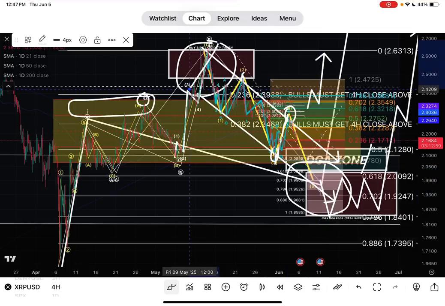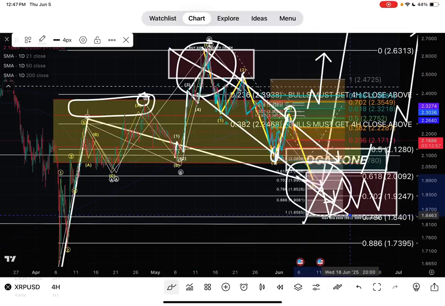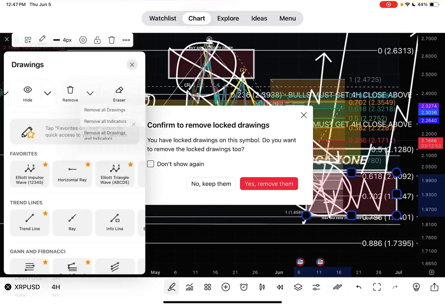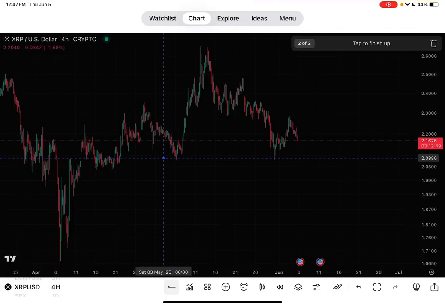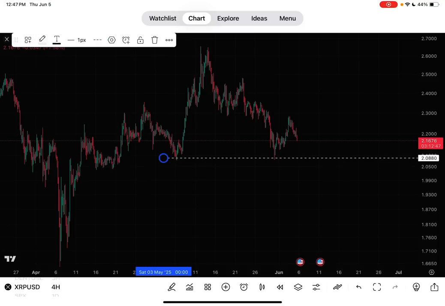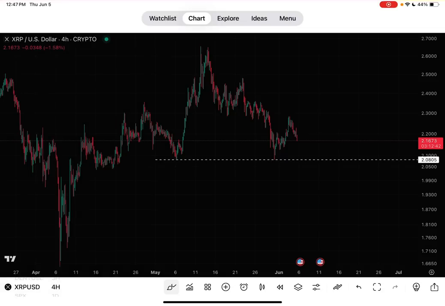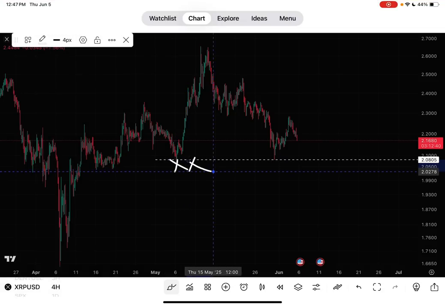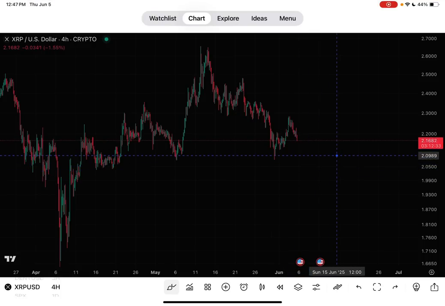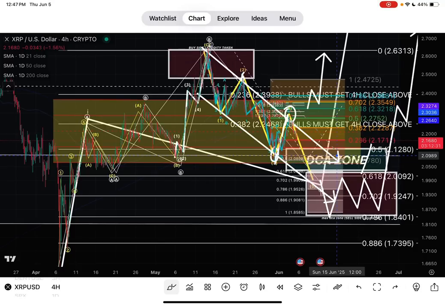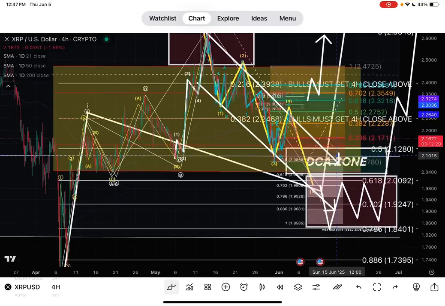So if we can take out both sides of the range and sweep the equal lows over here, this equal low sell side liquidity, right? Because there's lots of buy stops stacked under this trend line, then it's likely it'll be the last sweep before we finally have that expansion to the upside. Okay, so XRP, it does look bullish.